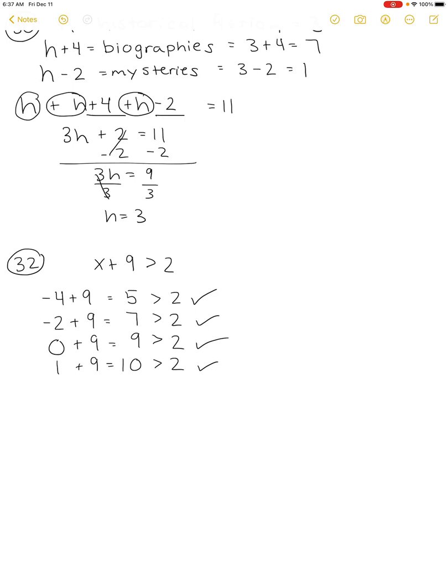And the last one they want me to try is 5. 5 plus 9 is 14, which is also greater than 2. So for this one, all of the numbers are part of your solution set because they all fit into the inequality. They make the inequality true.